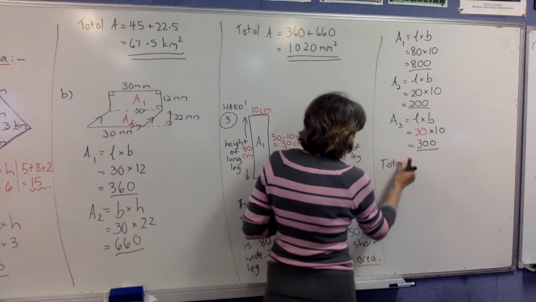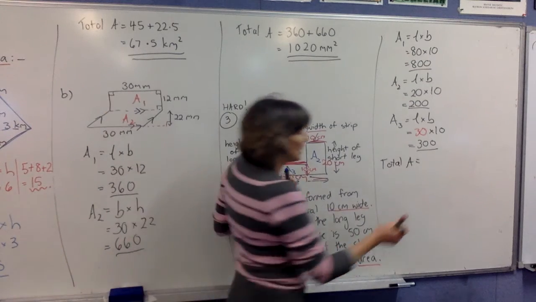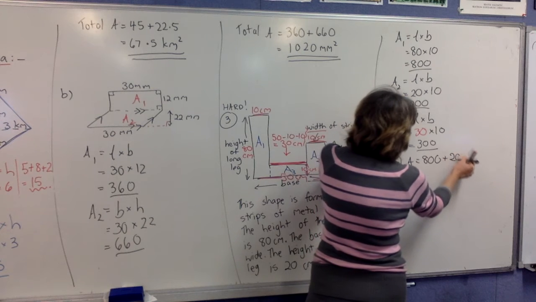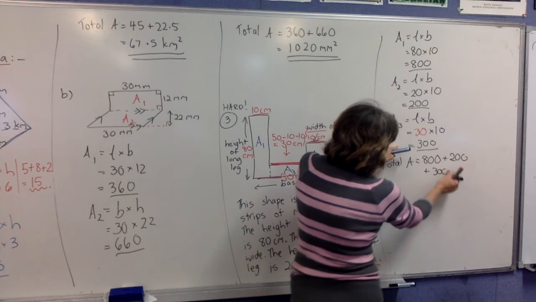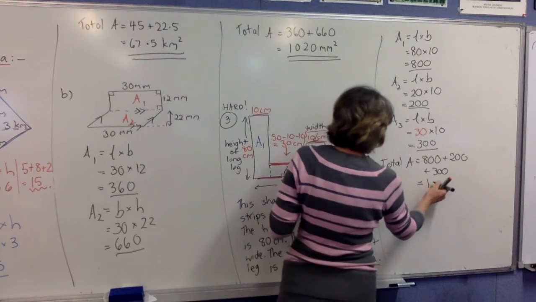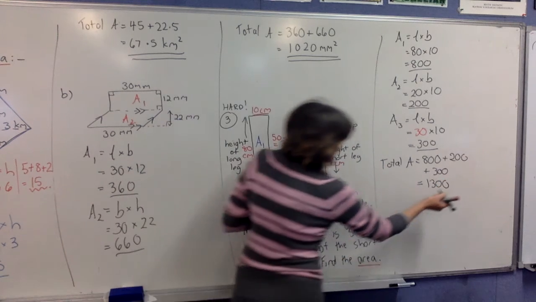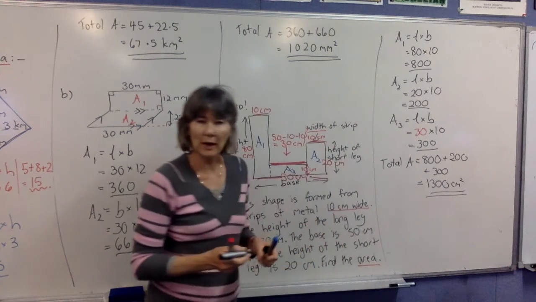So all we're doing now is totalling up our areas. So we have area 1 is 800, plus area 2 is 200, plus area 3 is 300. If you add all those up on your calculator, you're going to get 1,300 centimetres, and it's squared for area. And that's your final answer.